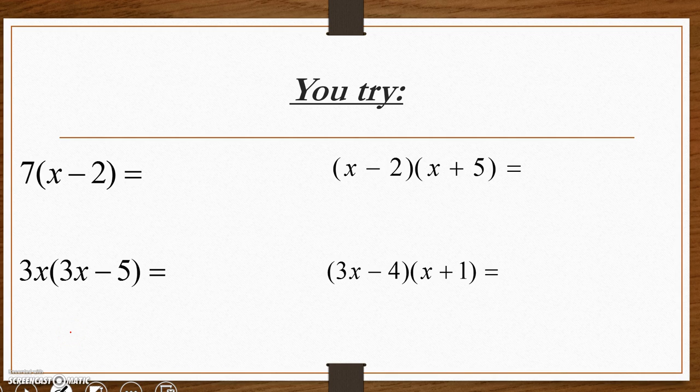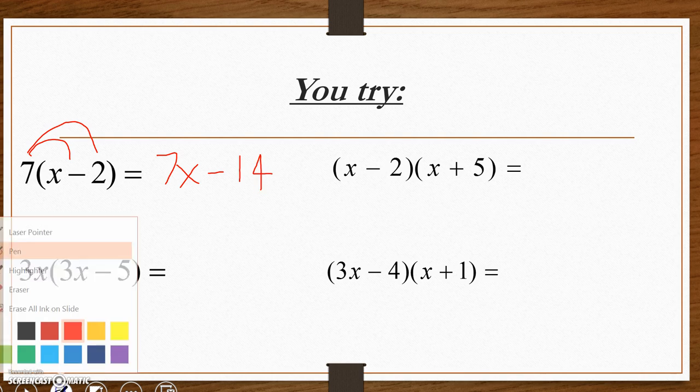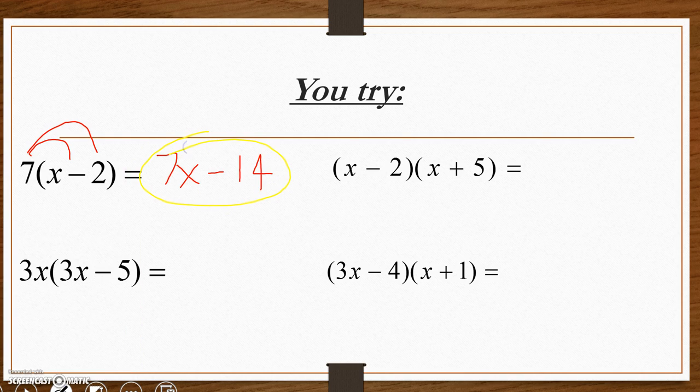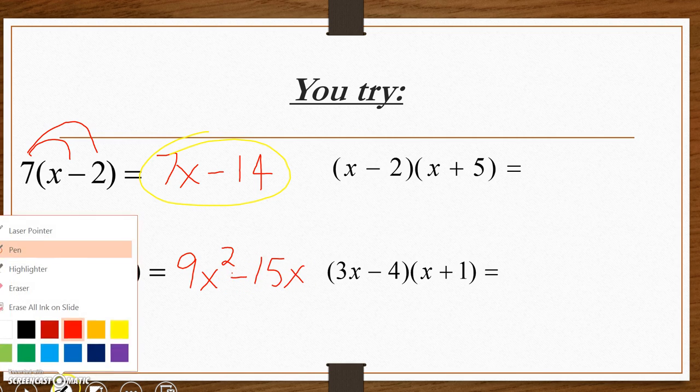Alright, hopefully you've done your 4 problems. So the first one, I multiply 7 times x, that's 7x. I multiply 7 times 2, and that is 14. That's your final answer for that one. For the next one, I do 3x times 3x, which is 9x squared. Then I do 3x times 5, which is minus 15x. That's your final answer for this one.